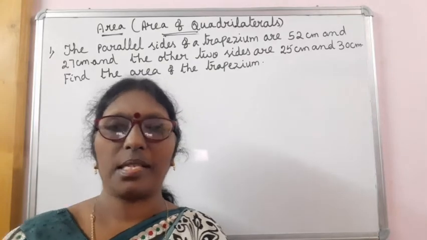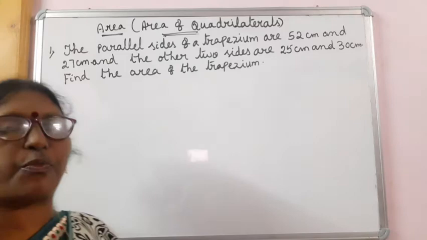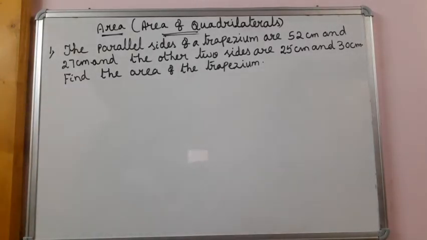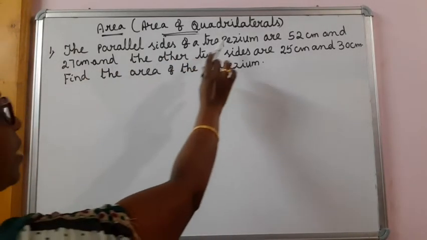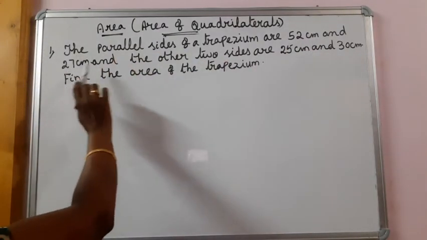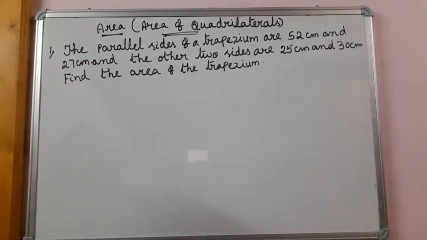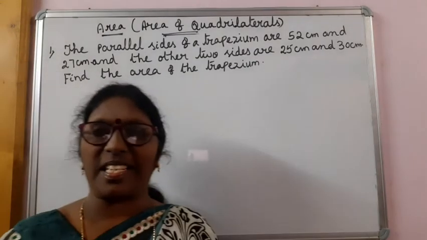Hello, welcome to class. Let us have a problem based on area of quadrilaterals. The problem is: the parallel sides of a trapezium are 52 cm and 27 cm and the other two sides are 25 cm and 30 cm. Find the area of the trapezium.